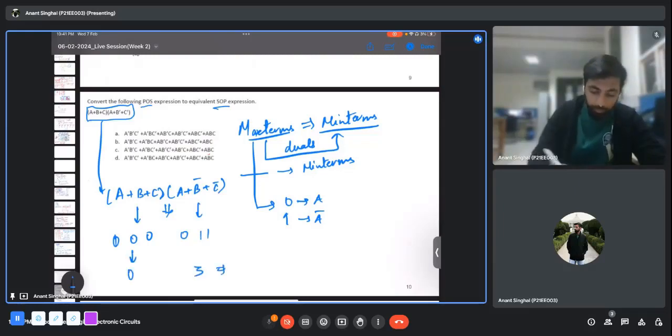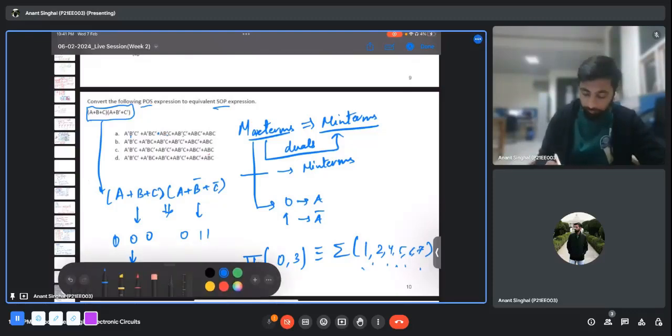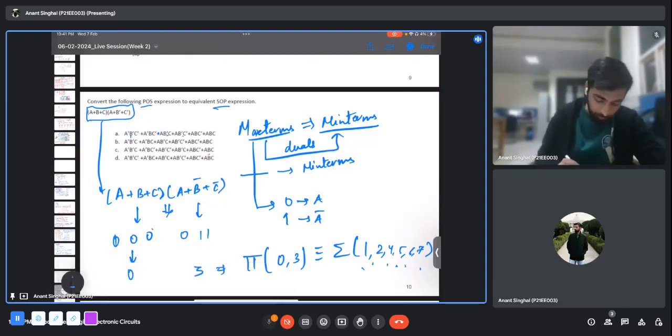So I can write the particular expression as maxterms 0, 3, which will be equivalent to the minterms of the rest of the terms. 0 and 3 are already covered, so it will be 1, 2, 4, 5, 6, 7. So all of them have 6 terms, so we just need to see what is the minterm. So we'll see that.